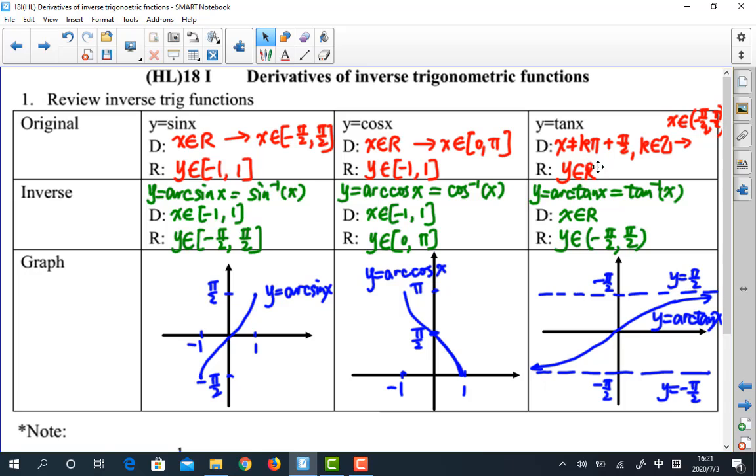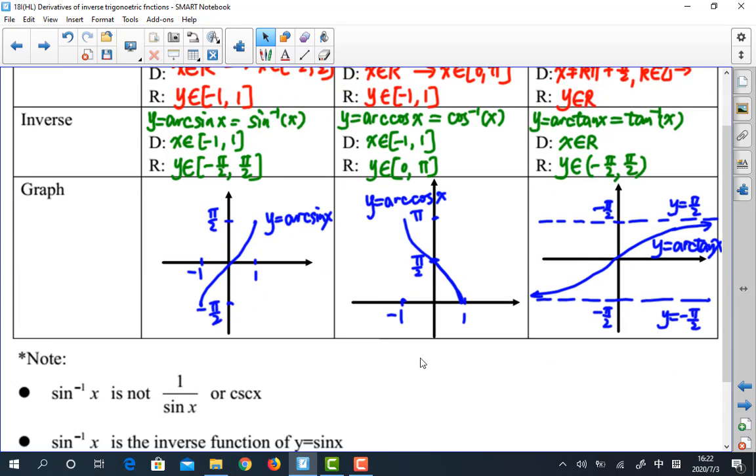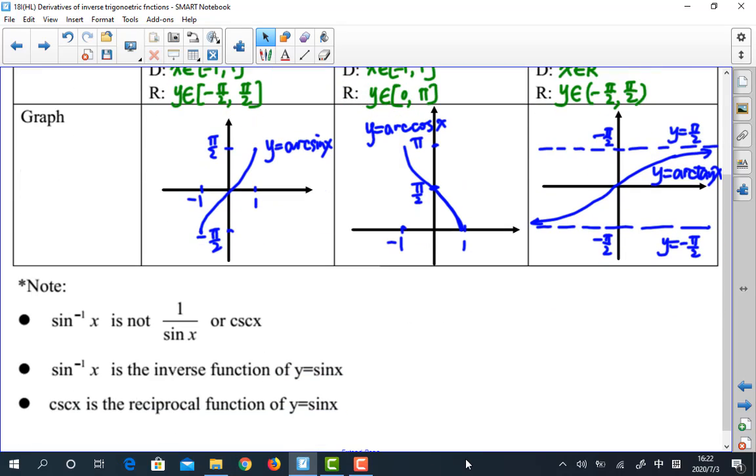Based on this domain, we still can keep the range the same. Y can be all real numbers. Based on this domain, the arctangent function can be defined. So y equals arctangent x or tangent inverse x. This is the inverse of tangent x. So we swap the domain and range. X can be all real numbers, but the range should be from negative pi over 2 to pi over 2, open interval. So this is the graph. Vertical asymptotes become horizontal asymptotes. So y equals pi over 2, y equals negative pi over 2 are the horizontal asymptotes for the inverse tangent function. And I also hope that you know all those things.